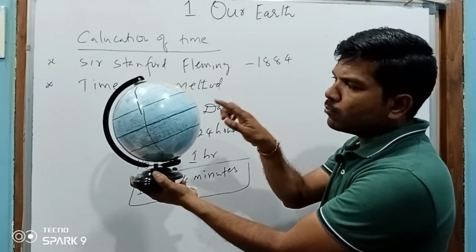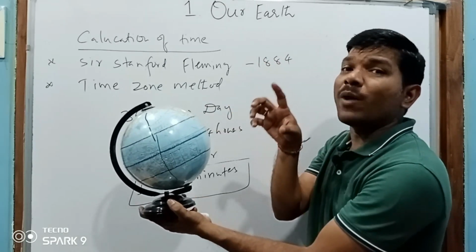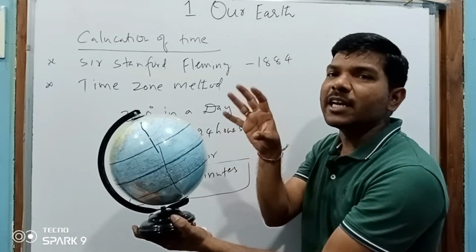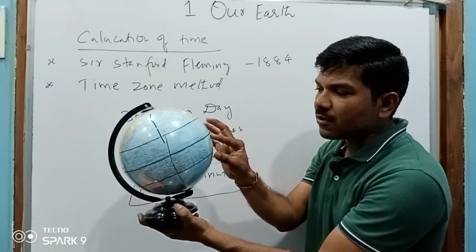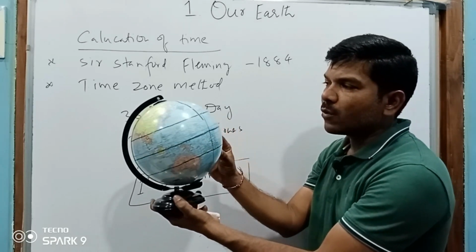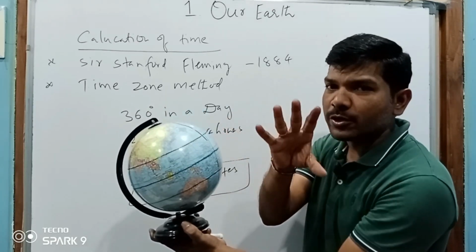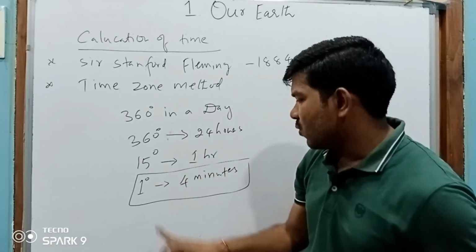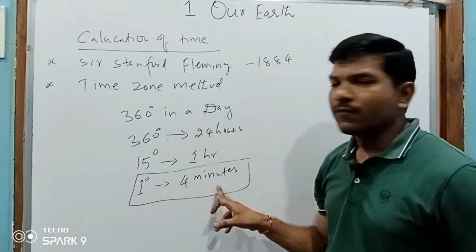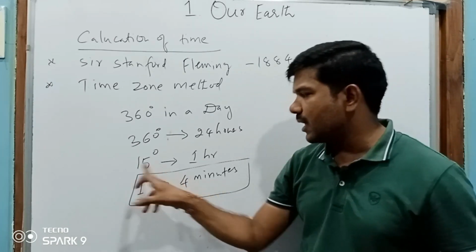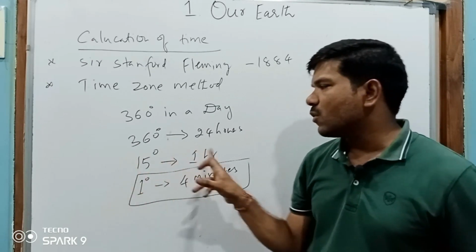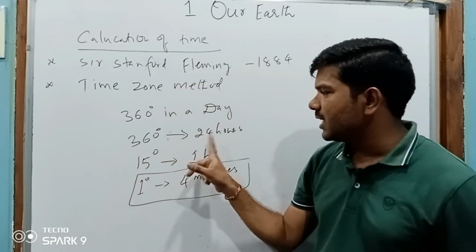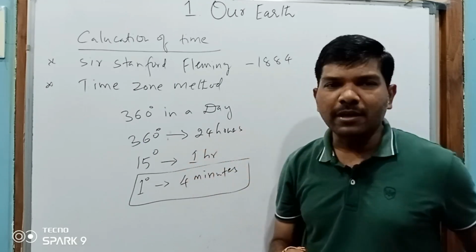So to move 1 degree towards the sun's position, it takes 4 minutes. It's very simple. To move 1 degree, the Earth will take 4 minutes, to move 15 degrees it will take 1 hour, and to move a complete 360 degrees it takes 24 hours.